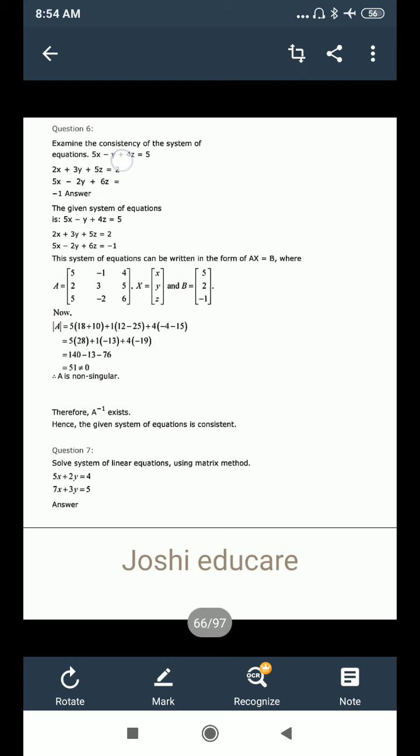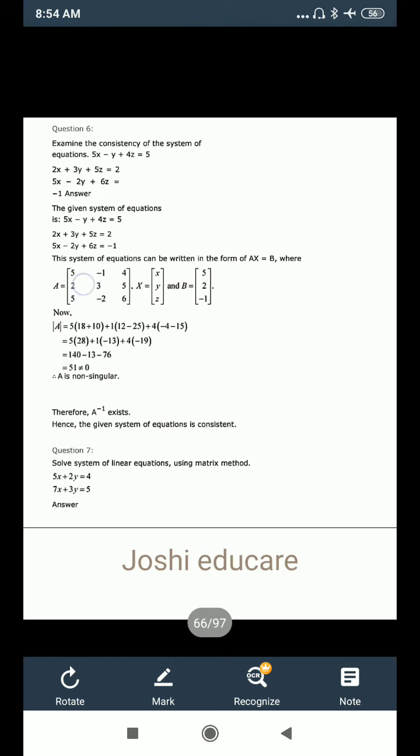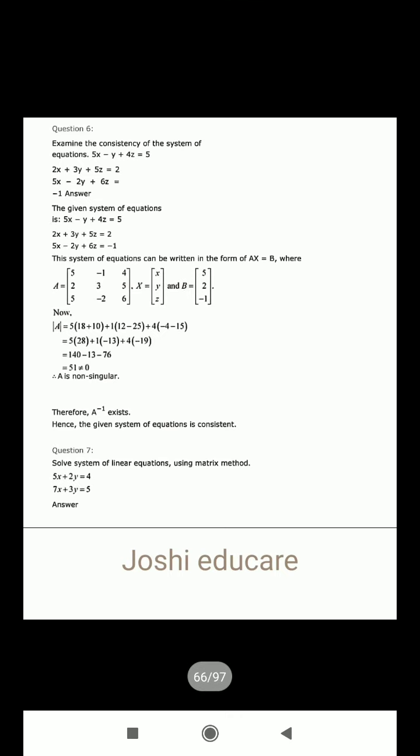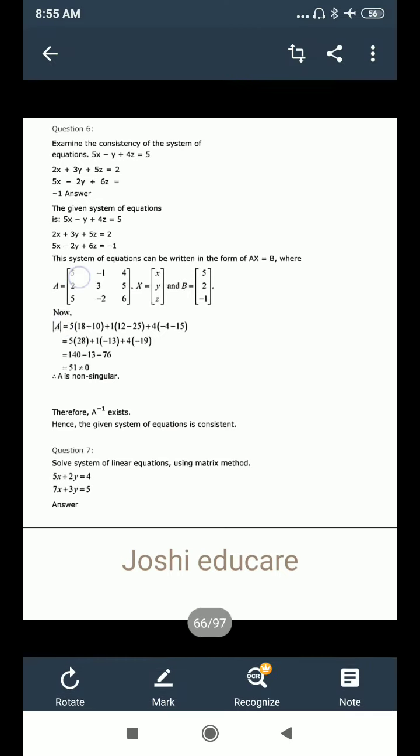Come to this question. Again, we will write A, X and B that I have explained in all the questions. Find the determinant of A from this. In this case, it is 51. So it is a non-singular matrix, meaning the system is consistent. Question number 7, solve the system of linear equations using matrix method.